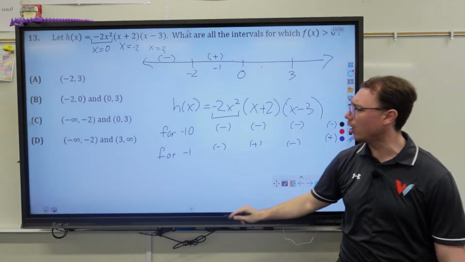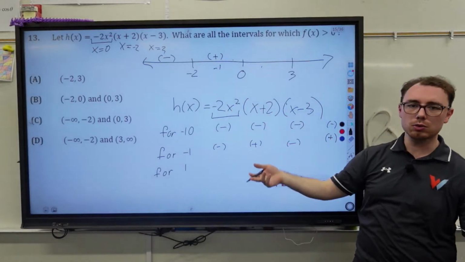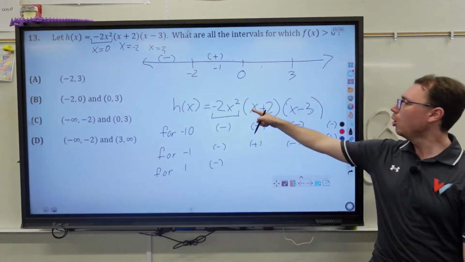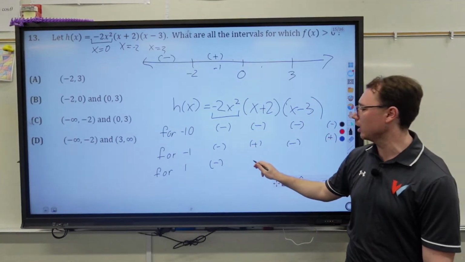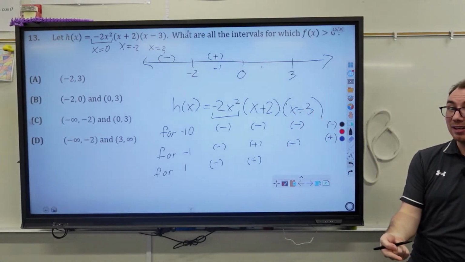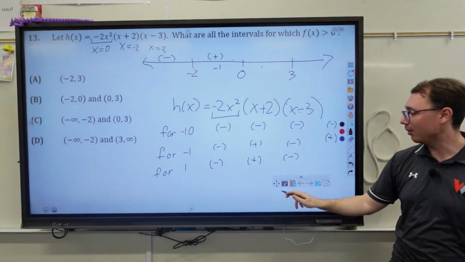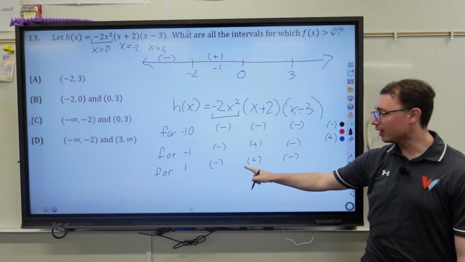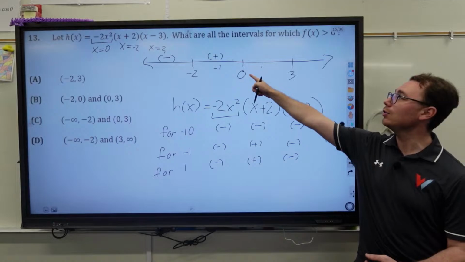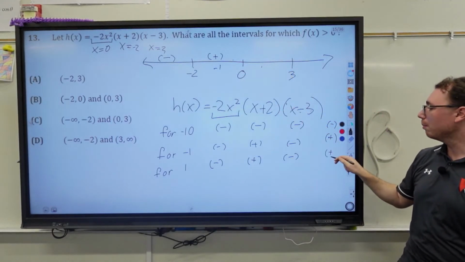We plug in the value of 1 for that first term there. 1 squared is going to give us 1 times -2 gives us a negative value, so we get a negative value here. 1 plus 2 is 3, which is positive, so we get a positive value here. 1 minus 3 is still negative for this case. So we end up getting another negative value. So for this, we have a negative times a positive times a negative again. The end values for anything in between 0 and 3 is also positive.